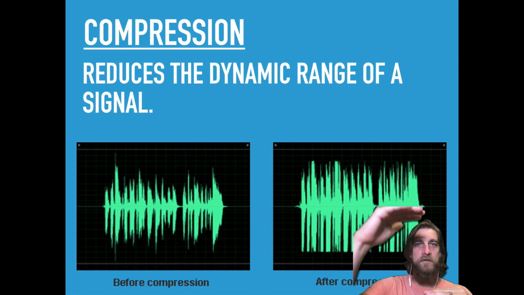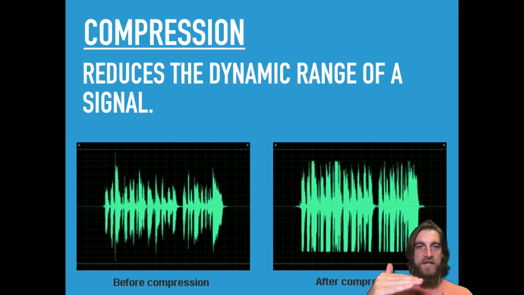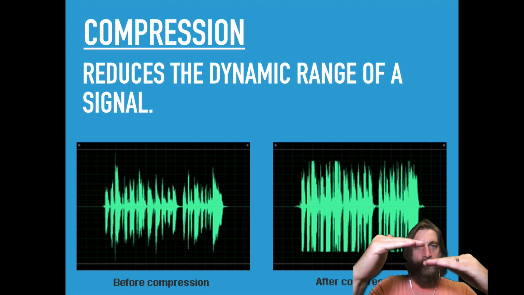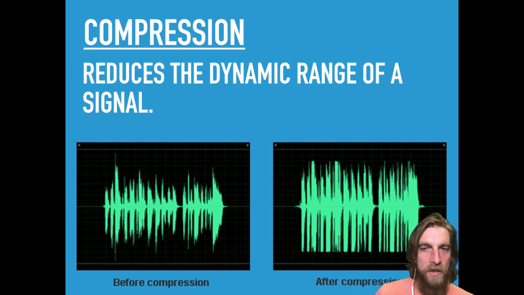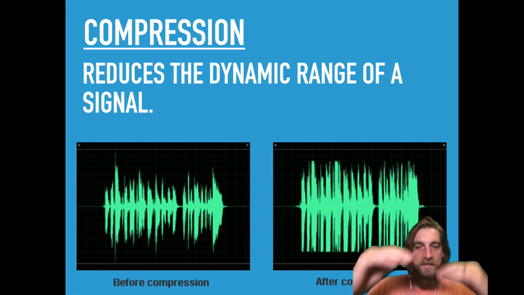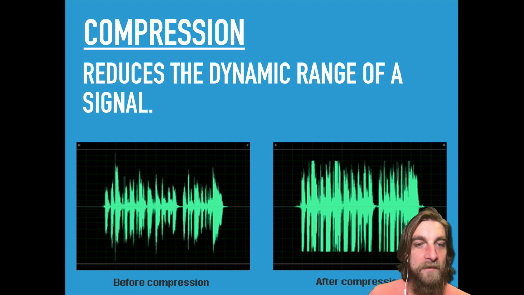Then what we can do, think about this, if we've got soft and loud, we push the loud parts down. Then if we crank the volume knob, they move together. So we've got overall a fuller, thicker sound. And what we're doing there is applying makeup gain. That's when we add volume back in after we've compressed.